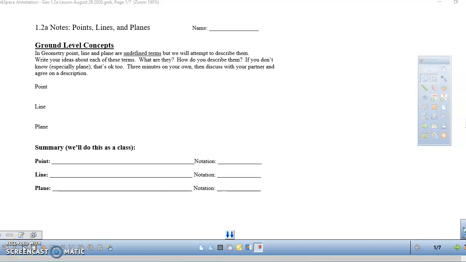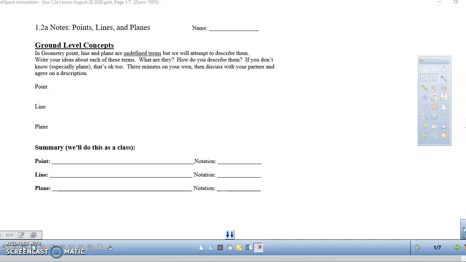Hello. So this is your first geometry lesson of the year. And we're going to start out by talking about points, lines, and planes. So as the directions say here, points, lines, and planes are undefined terms, but we can describe what they are. And most of you know what a point and a line are, maybe not a plane, but you'll find that it's actually really pretty difficult to describe them.